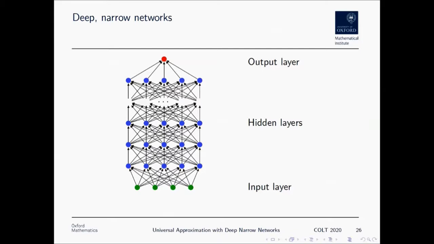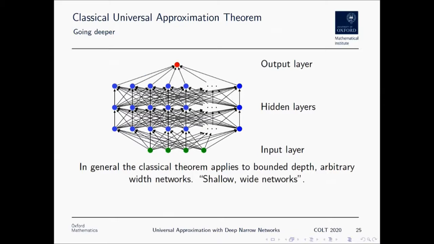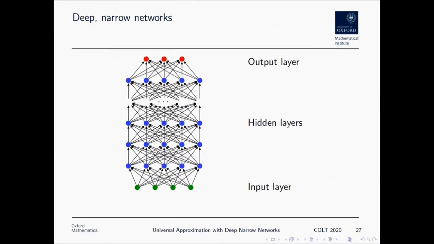What happens now? The first thing we have to be aware of is that we have to explicitly consider multiple output neurons. Because in the shallow and wide case, back here, if we had multiple output neurons, then we could just apply the theorem multiple times, get multiple arbitrarily wide networks, and just put them side by side. And side by side arbitrarily wide networks is itself one arbitrarily wide network. But the same isn't true here, because we're going to try and control our width. We can't just put things side by side.